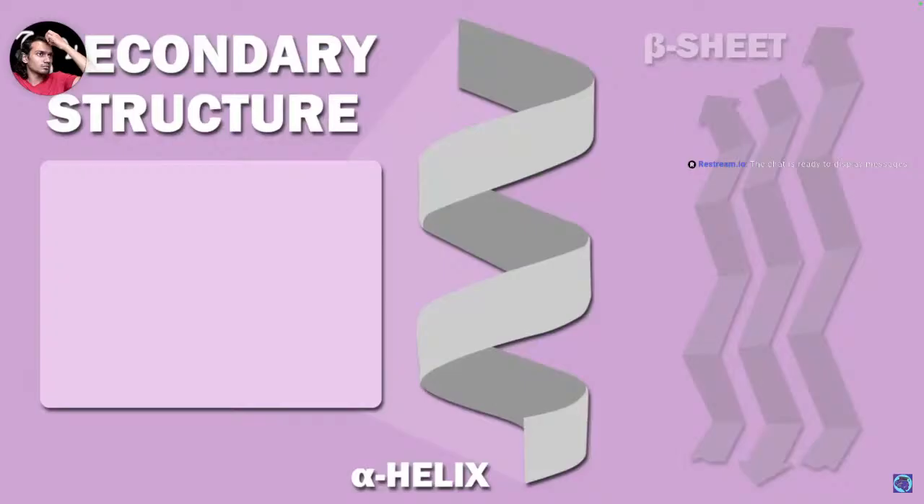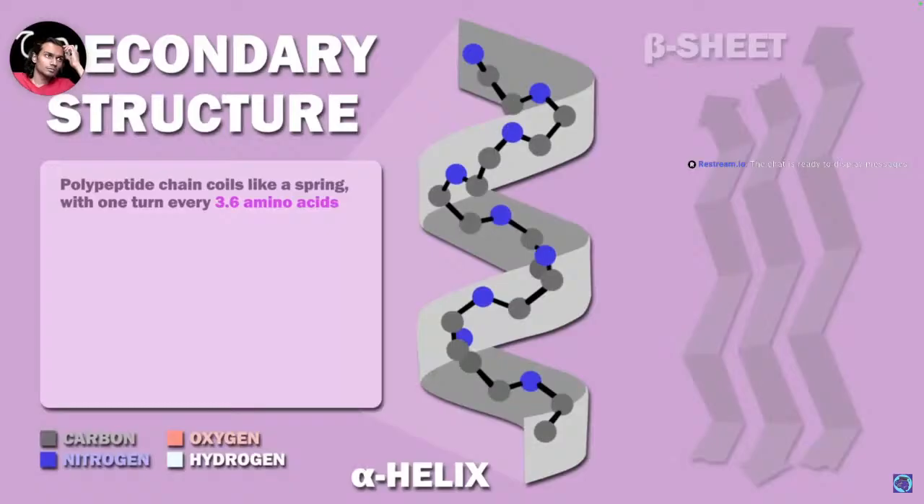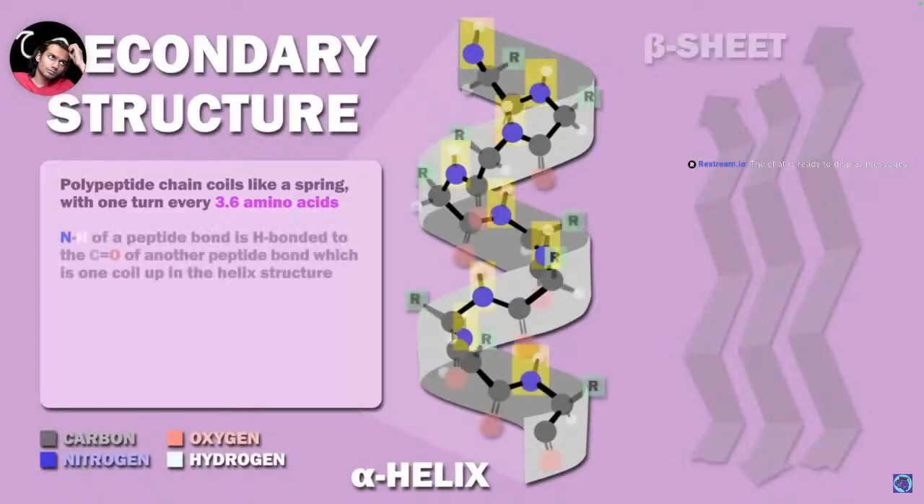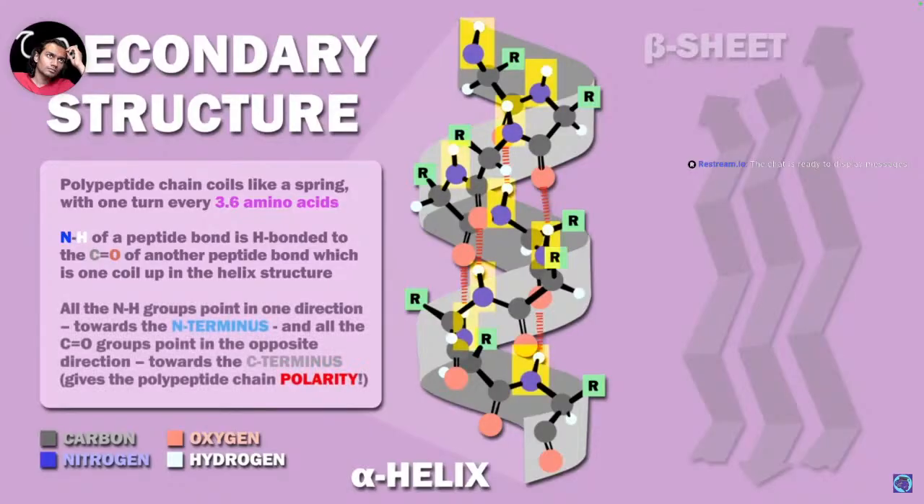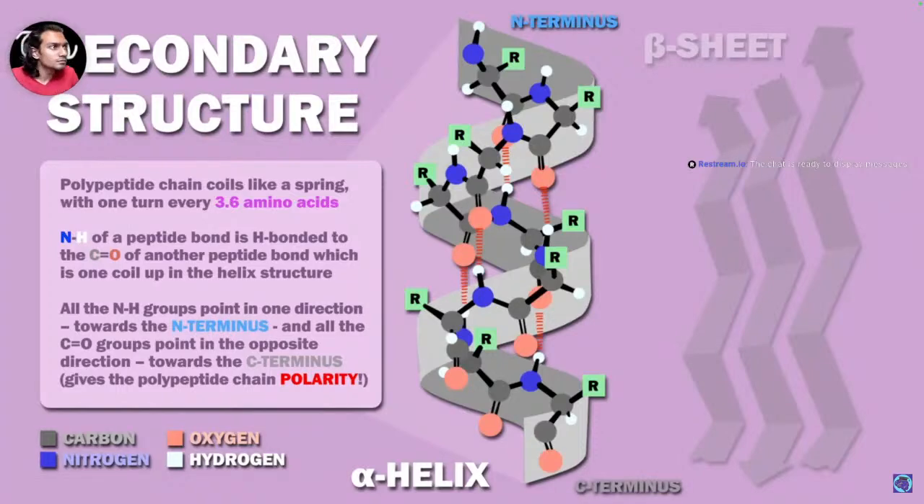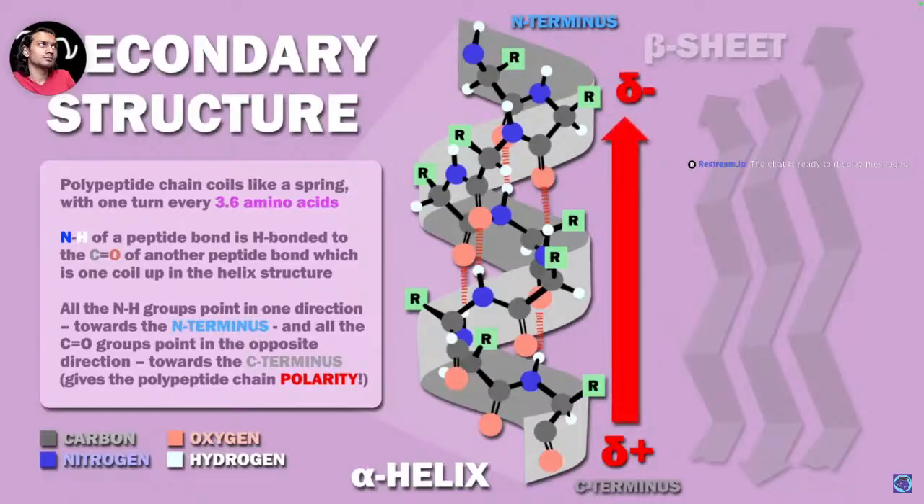An alpha helix occurs where a polypeptide chain coils like a spring, with 1 turn every 3.6 amino acids. In alpha helices, the NH of a peptide bond is hydrogen bonded to the C double bond O of another peptide bond, which is 1 coil up in the helix structure. Note also that all the NH groups point in one direction, towards the N terminus, and all the C double bond O groups point in the opposite direction, towards the C terminus, and this is what gives the polypeptide chain polarity. The C terminus is partially positively charged, while the N terminus is partially negatively charged.